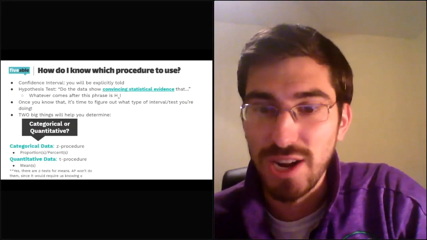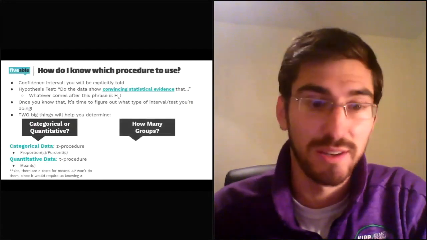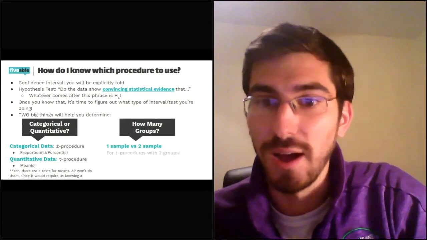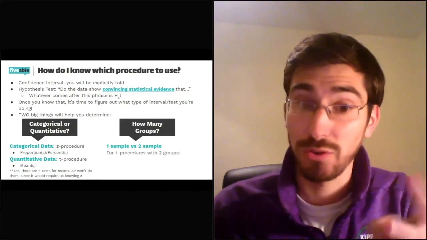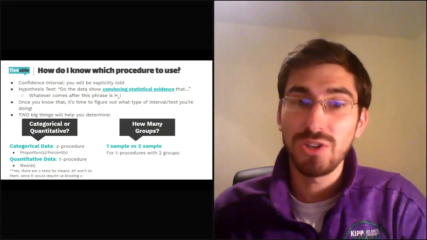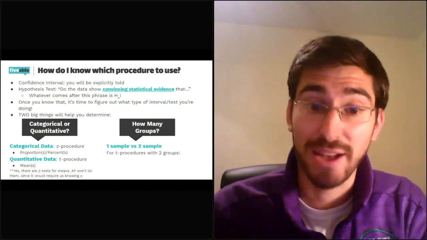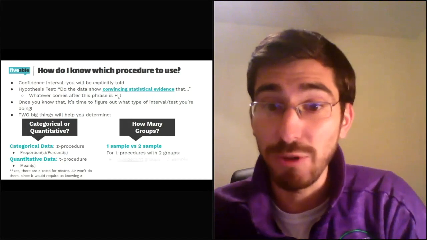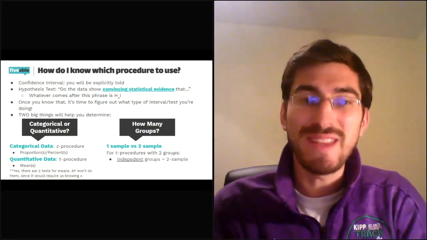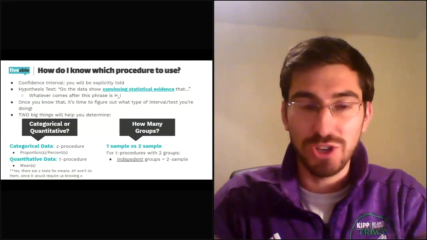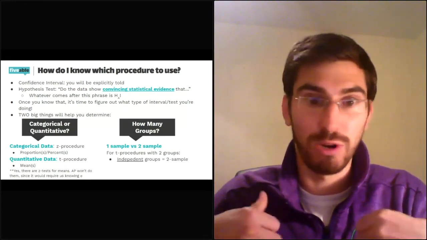Okay, the second thing you should ask yourself is how many groups are being represented. It's kind of obvious when there's only one sample. But if there's 2 samples or 2 groups and you're running a T procedure, you have to be careful about whether you're running a 2-sample test or a matched pairs test. And with a 2-sample test, they need to be independently selected groups that do not interact with each other for whatever the data collection is.